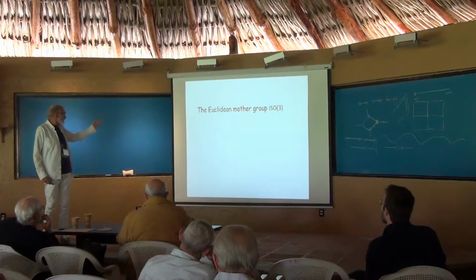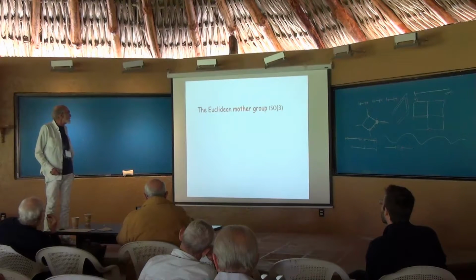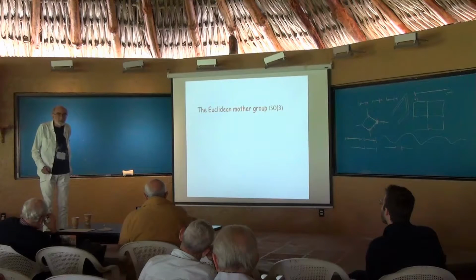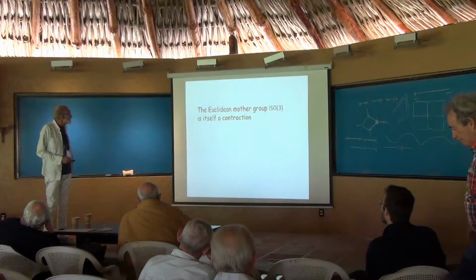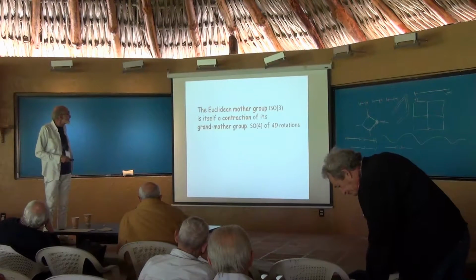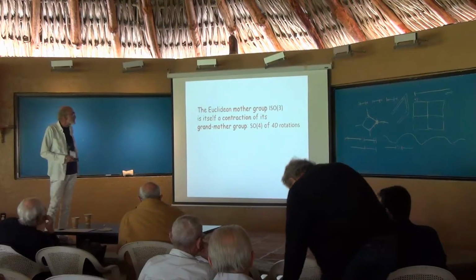And of course, we've called ISO 3 the mother group. The name has not prevailed because scientists are very conservative. Now, the Euclidean group is itself a contraction of a grandmother group.